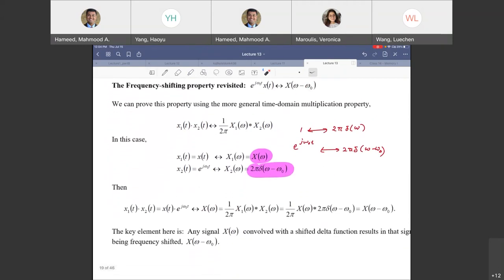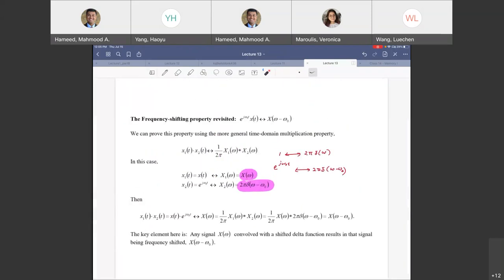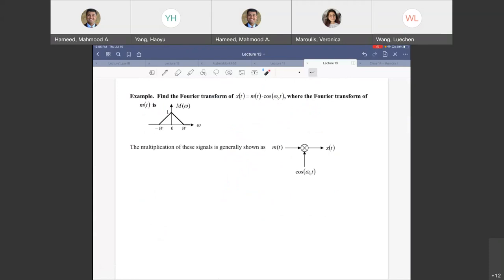So you get back the same thing. However, what is the new thing that we learned here? The new thing that we learned here is that if you are trying to convolve any signal with an impulse, the result is that signal moves there. Just moves to that particular frequency, which is going to be very useful when we start talking about this.